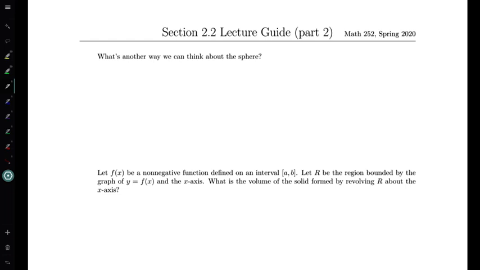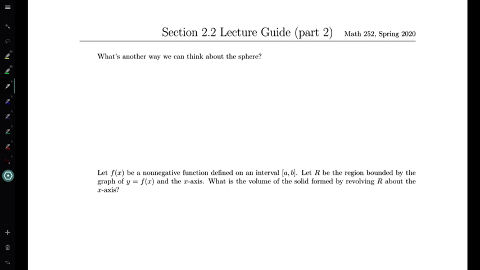All right, in the first half of section 2.2, we talked a lot about computing volumes of solids by a particular method that we called slicing, where you place the solid on the x-axis and you form slices of it that are perpendicular to the x-axis, and you look at the areas of those cross sections. The area of those cross sections is some formula that depends on x, and you can integrate that formula from the left endpoint to the right endpoint of your solid.